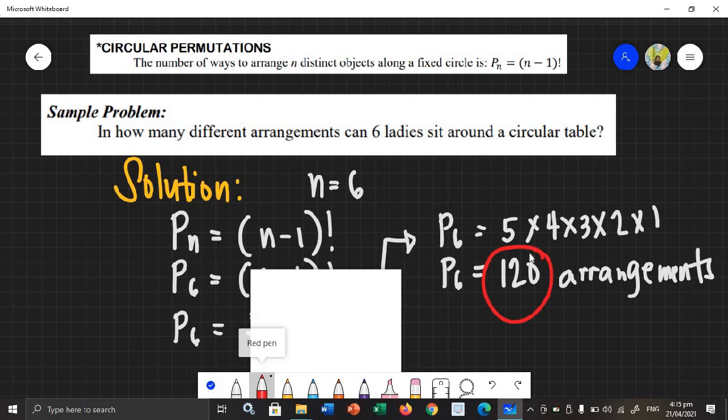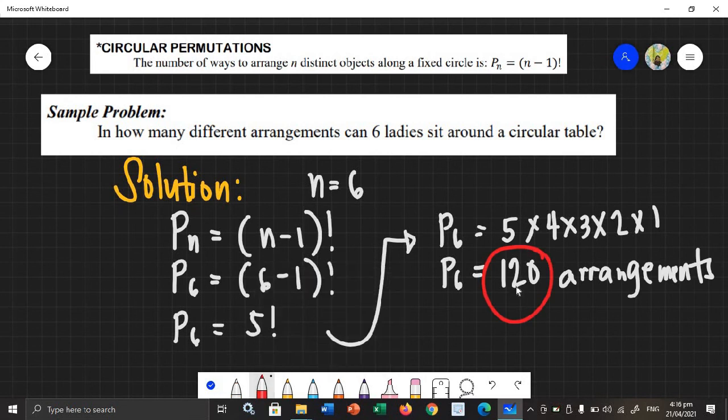arrangements. So if there are 6 ladies that you're going to arrange in a circular table, you're going to form 120 arrangements. So that's it. That is all about permutations.